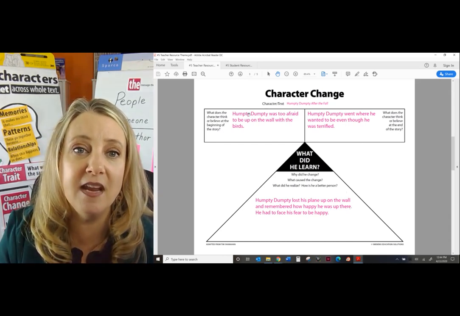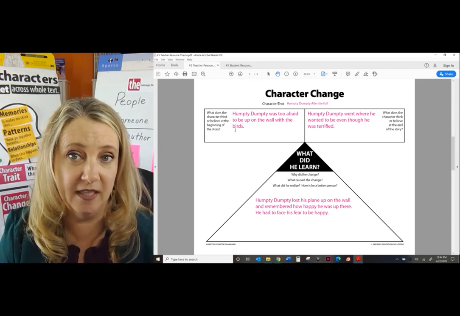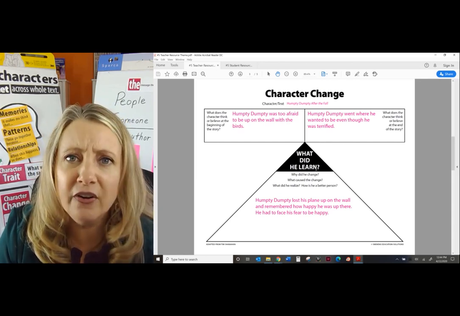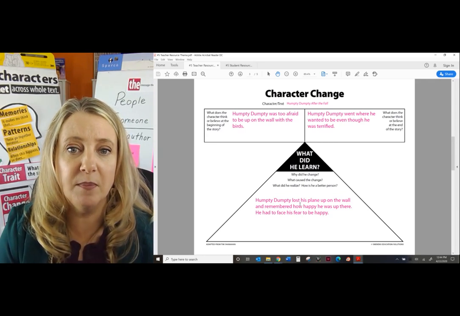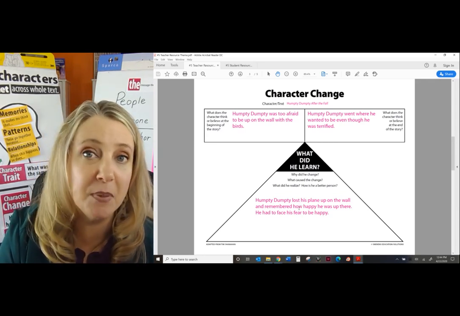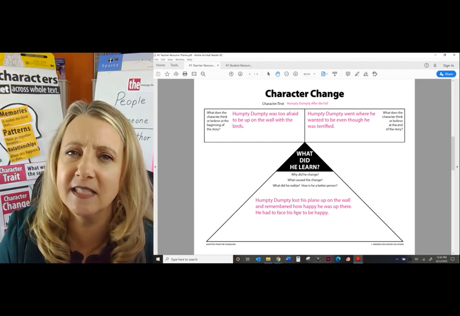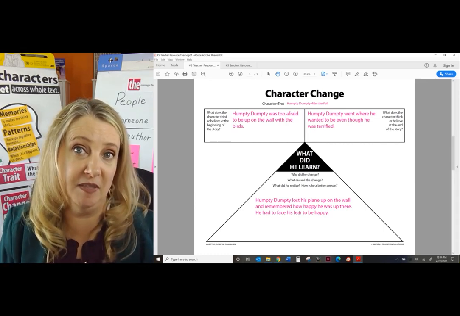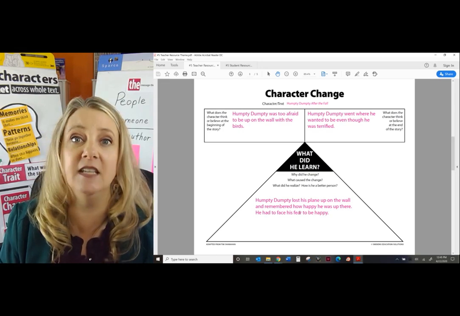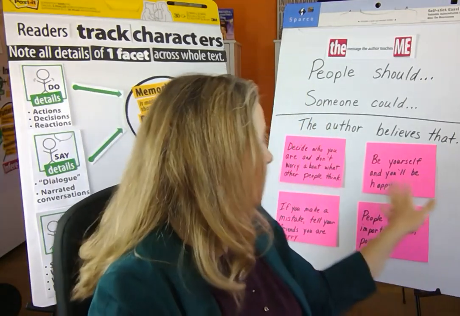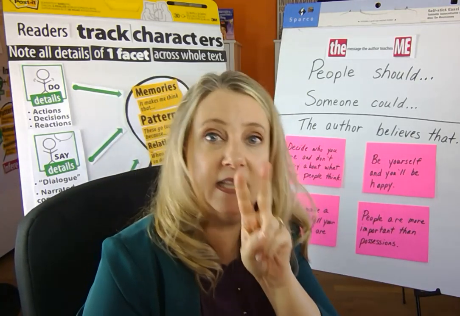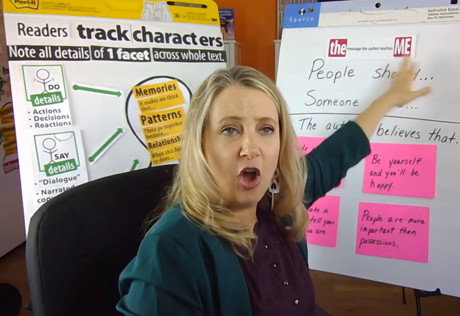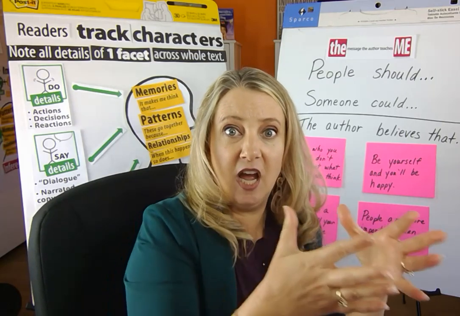And remember, Humpty was too afraid to be up on the wall with the birds in the beginning of the story. But at the end, he went where he wanted, even though he was terrified. Okay, so what did he learn? What caused that change? Remember, it was when he lost his plane up on the wall and he remembered how happy he was. And he knew he had to face his fear to be happy. So what can we, as people, learn from Humpty Dumpty, who went up on that wall even though he was afraid because he wanted to be up there with the birds? Now, when we make these statements, we can't say Humpty Dumpty's name. We can't say anything about the wall or the birds. We just have to talk about what lesson, what message is the author trying to teach us? What could we learn based on what happened to Humpty?